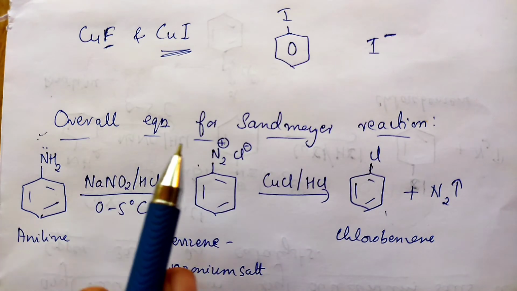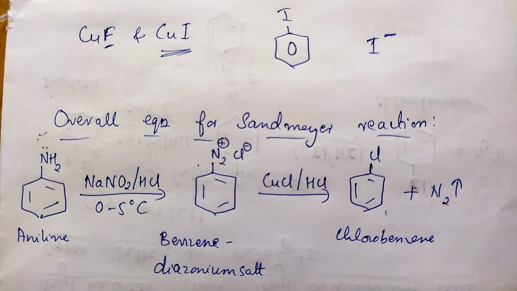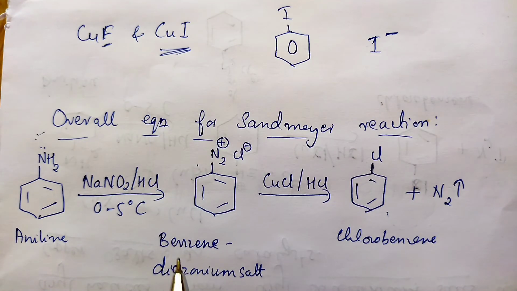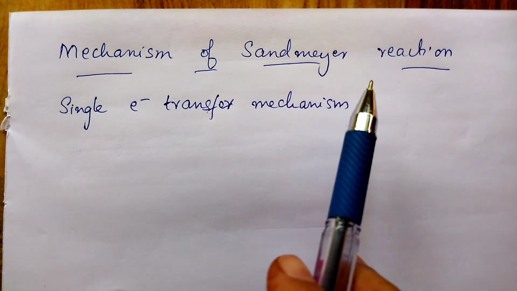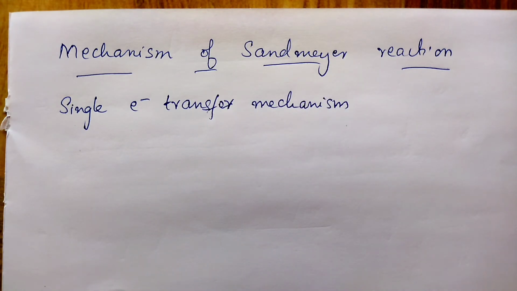Now we will see the mechanism of Sandmeyer reaction. The first part is diazotization reaction. I have uploaded a separate video for mechanism of diazotization. If you are interested, you may watch that. Today we will concentrate on the second part or the main part of Sandmeyer reaction, that is conversion of diazonium salt to halobenzene using copper salt as the catalyst. It is an example for substitution reaction and it follows single electron transfer mechanism. Let's see how it happens.